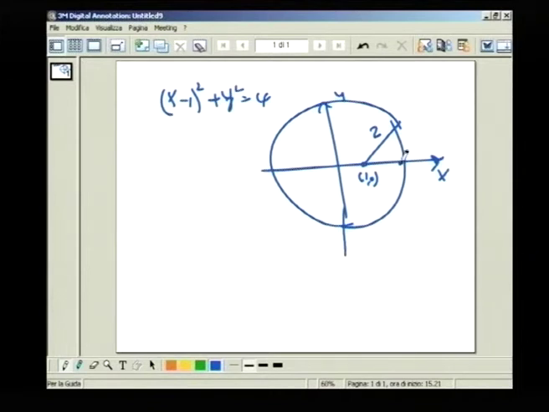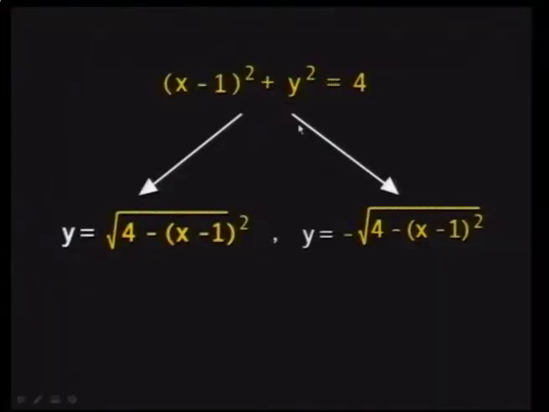x runs here to 3, and this becomes equal to minus 1, so that you have 2 and 2. So the center is (1, 0), and it directly says this is a circle of radius 2 and center (1, 0). So this function, as you see, can be transformed, or you can extract two functions from it. Why? Because for each value of x there are two values of y, and you can see it directly here on the graph.